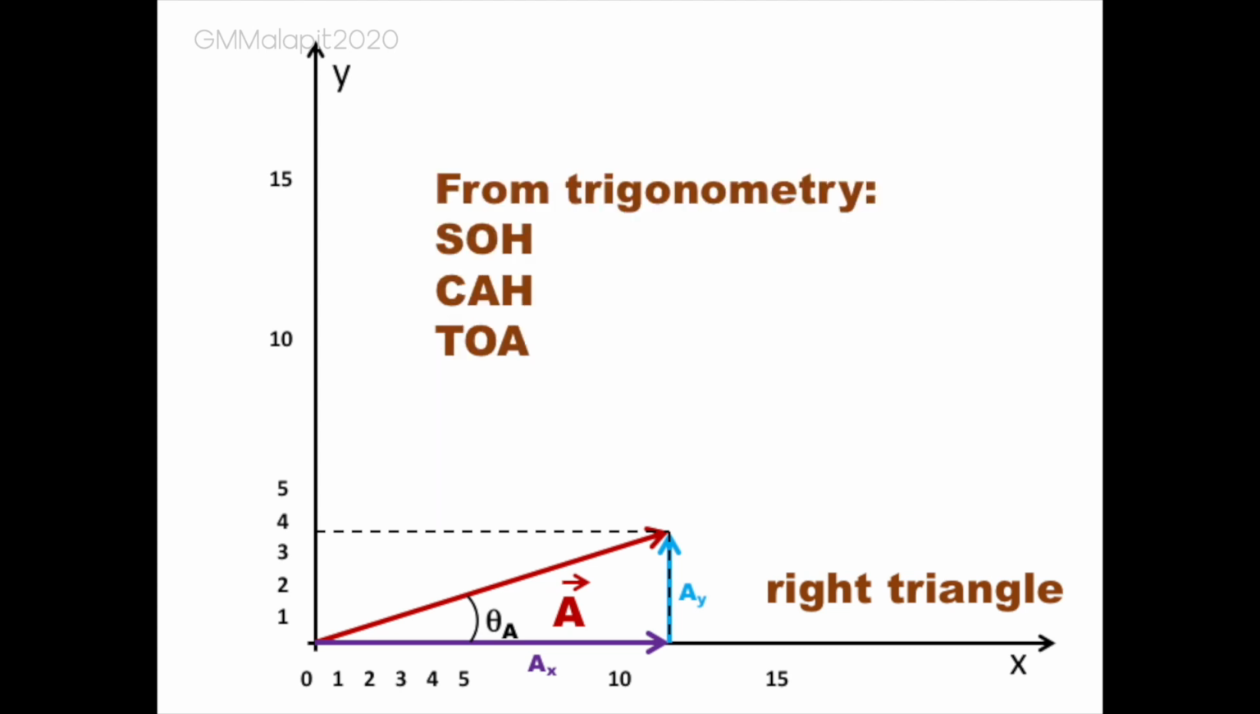From trigonometry, the x component can be found by taking the cosine of angle theta sub A to be equal to the adjacent over the hypotenuse, or cosine theta sub A equals A sub x divided by the magnitude of vector A. For the y component of vector A, sine theta sub A equals the opposite over hypotenuse, or sine theta sub A equals A sub y divided by the magnitude of vector A.